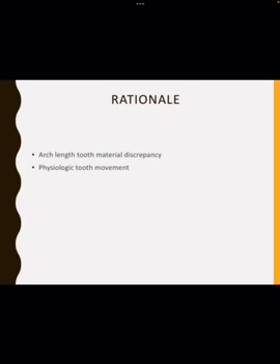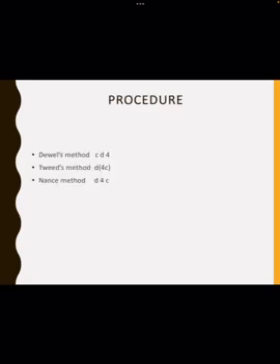The rationale for serial extraction would be arch length tooth material discrepancy and physiological tooth movement. There are three main procedures which are formulated for the process of serial extraction, which are the Dewel's method, Tweed's method and Nance method, which are named after the people who have developed this method.